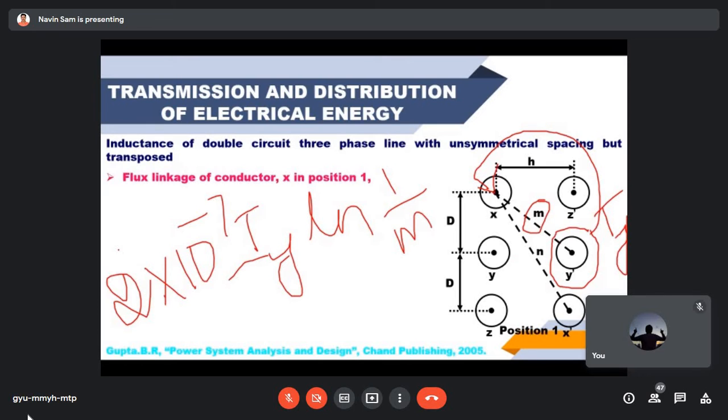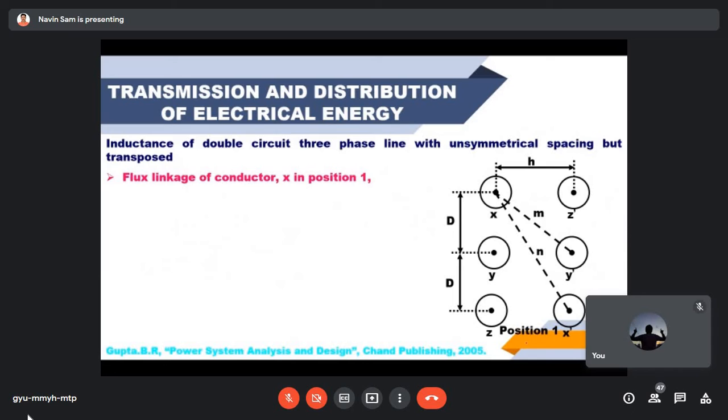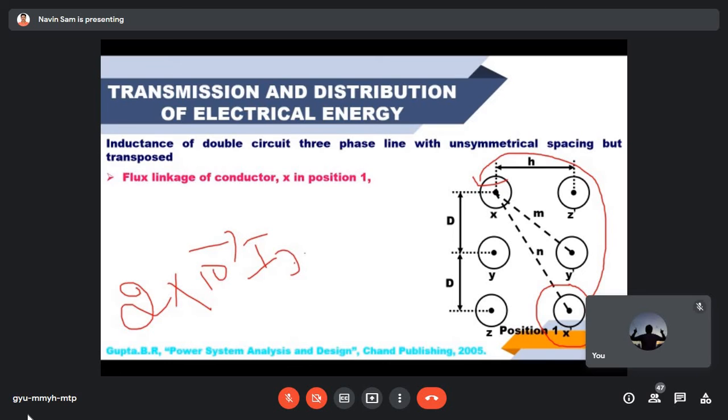Similarly, next the last conductor X dash, there is a flow of current Ix that will produce a flux which will link with the X. So that we are looking at 2 into 10 to the power of minus 7 Ix ln 1 divided by the distance between X dash and X. It is assumed to be n.